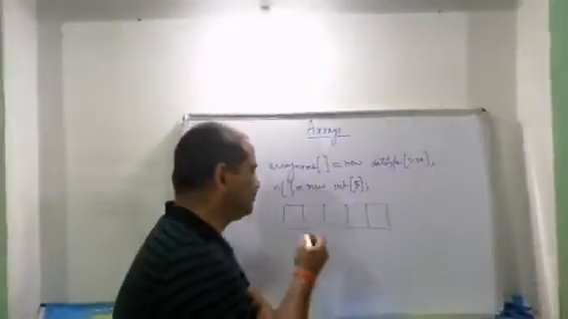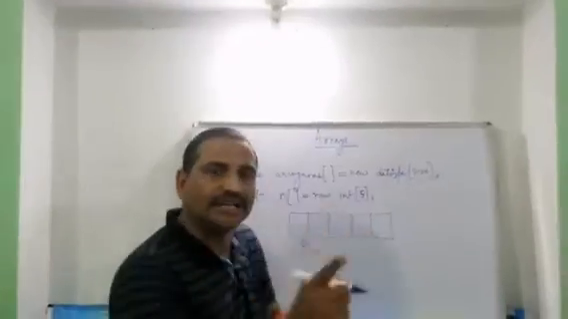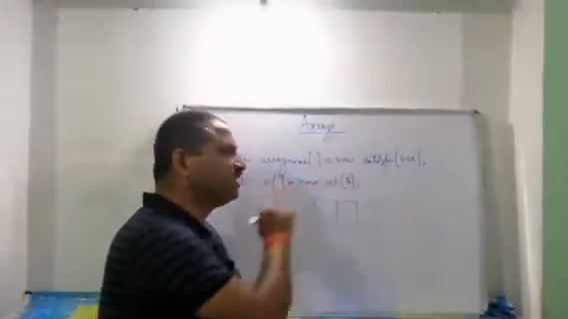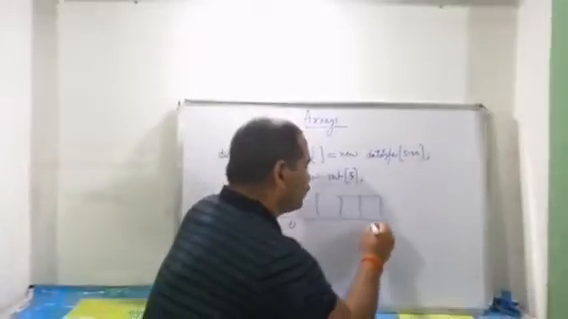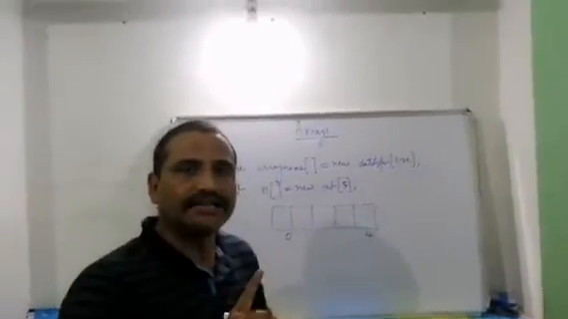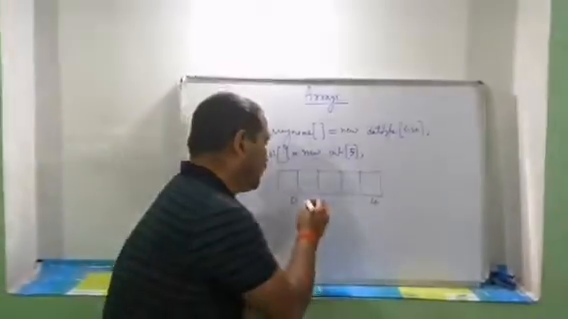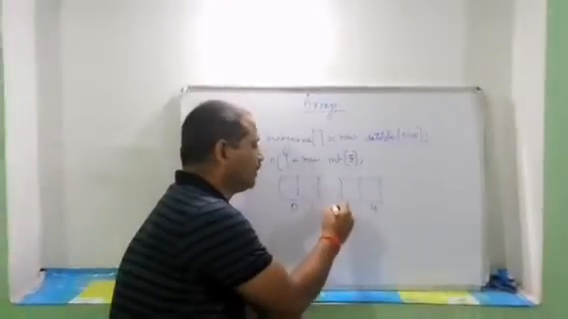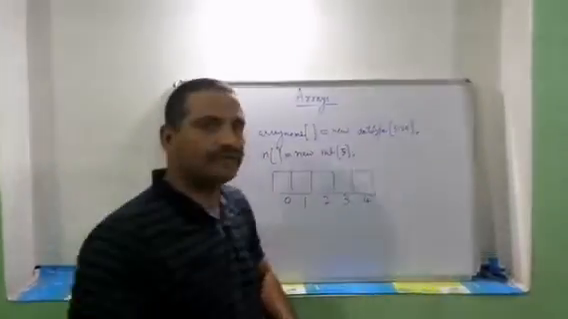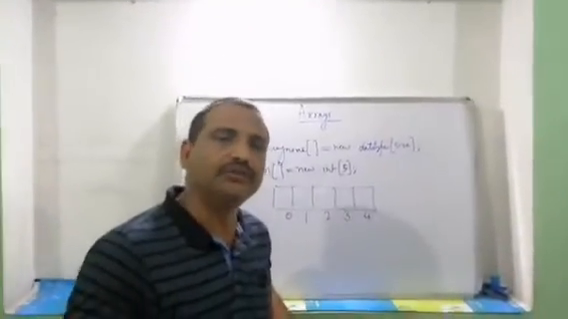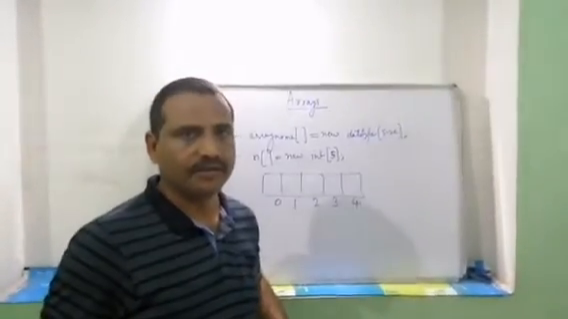Index values start with 0 and end with size minus 1, or length minus 1. The size of the array is 5, and 5 minus 1 is 4. This is the index of the last block. And then it starts with 0, then 1, 2, 3. This is called declaration. After declaration, we are using initialization.